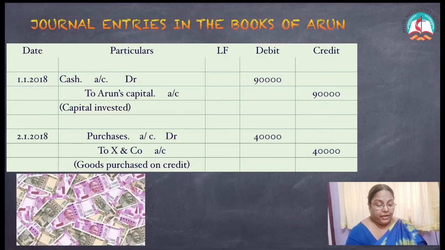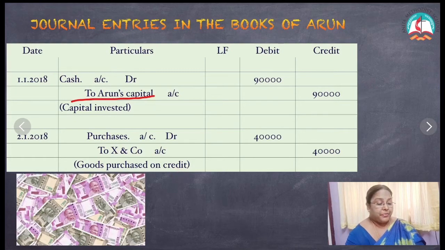Here goes your journal entry. What is a journal entry? Cash account debtor to Arun's capital account, and then purchases account debtor to X and Co account. See the narration. We have specified goods purchased on credit. Okay.